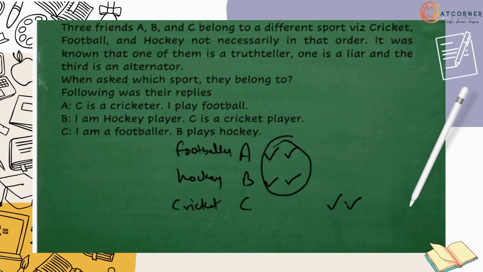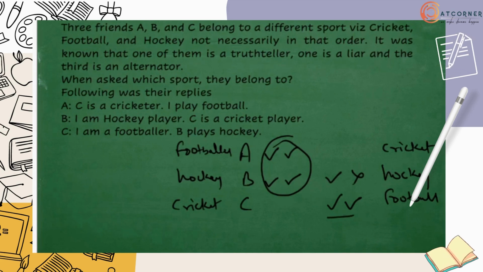Now if C says I am a footballer and he's a truth teller, C will play football. B plays hockey, so B will play hockey. That means A will play cricket. From B's statement, we can see B says I am a hockey player, which will be true. C is a cricket player, which will be false. Now we have a truth teller and we also have an alternator.